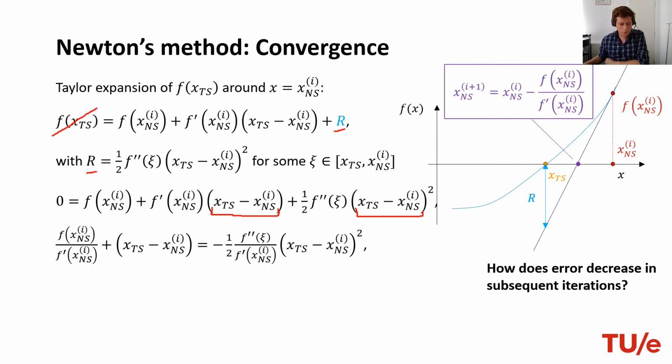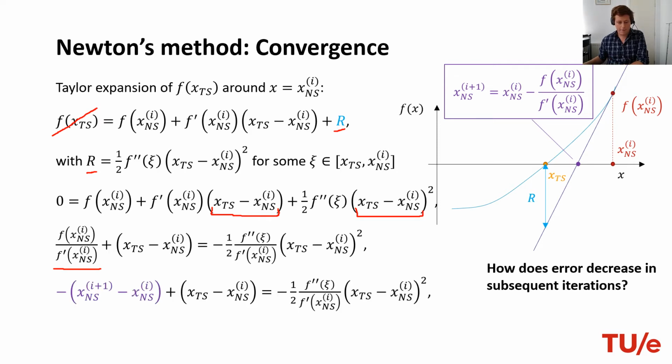Okay, so next observation is that we have this f over f prime here, and we see that from the Newton update formula, f over f prime can be related to the update that we have in the solution. So this f over f prime can be simply written as follows. This is equal to minus the solution in iteration i plus 1 minus the solution in iteration i. So this is the update that we're doing to the numerical solution, and I just copied the rest.